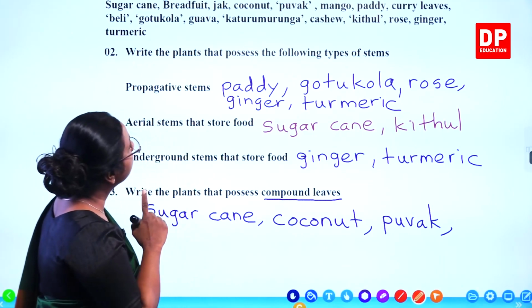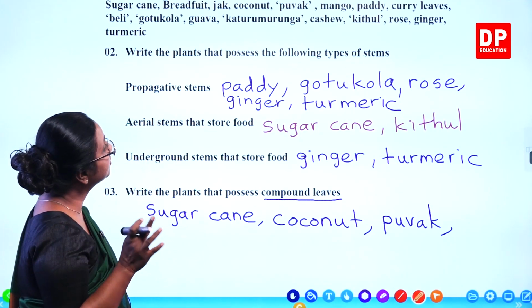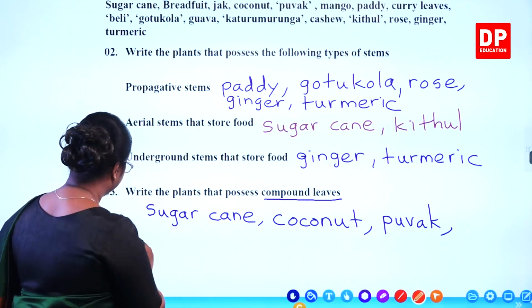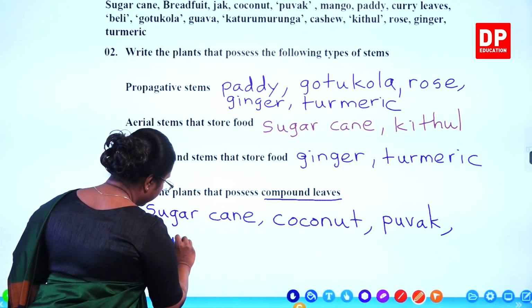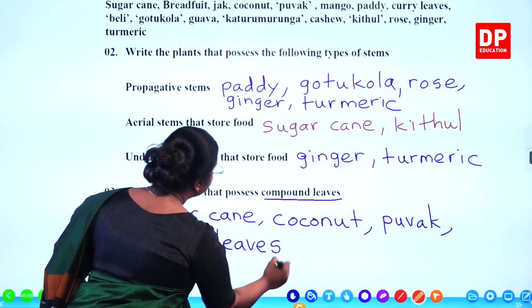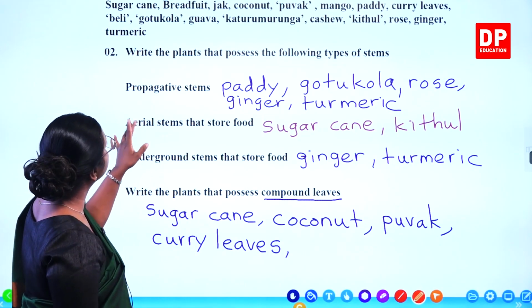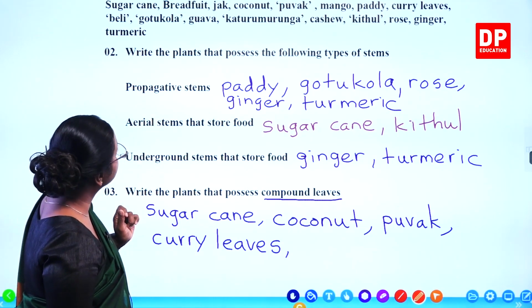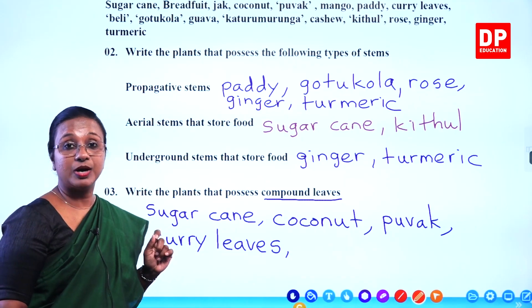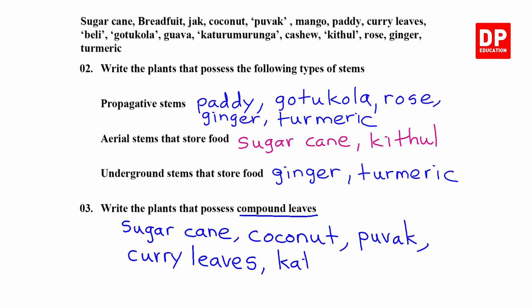Then what do we have? Mango, it's simple leaves. Paddy, simple leaves. Curry leaves, they have compound leaves. So curry leaves are compound leaves. Belly, simple. Gotukola, simple. Guava, simple leaves. What about kathurumurunga? That also has compound leaves. Kathurumurunga.